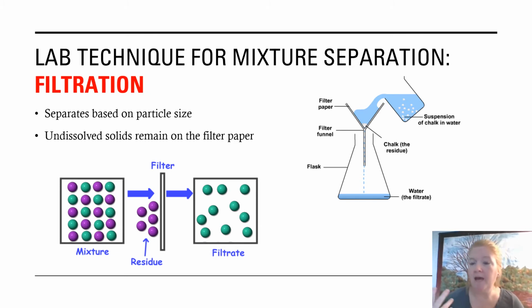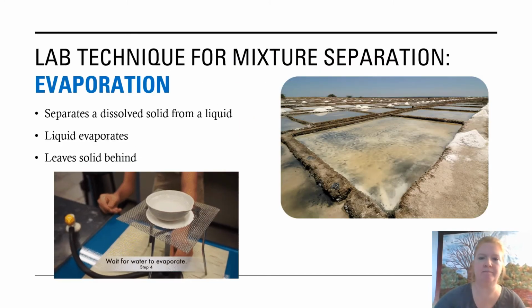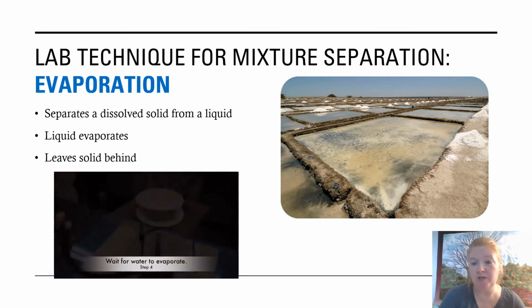Now, if I have sand and water and salt and I've mixed them all up, the salt is going to be dissolved in the water. So if I filter it, the salt water is going to go through and the sand will be on the filter paper, but I still haven't separated the salt and the water, okay? A mixture of sand and table salt can be separated by filtration because the substances in the mixture differ in, well, if I'm asking about filtration, the only right answer is because they differ in solubility, how they dissolve in water.